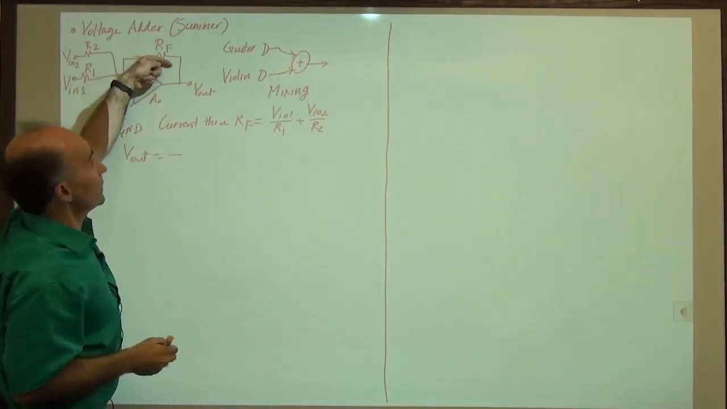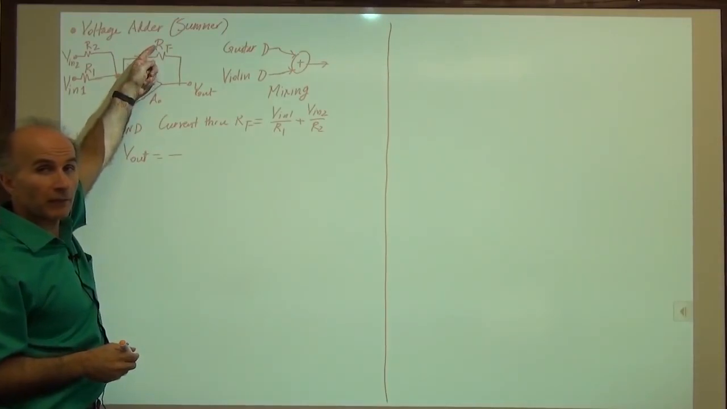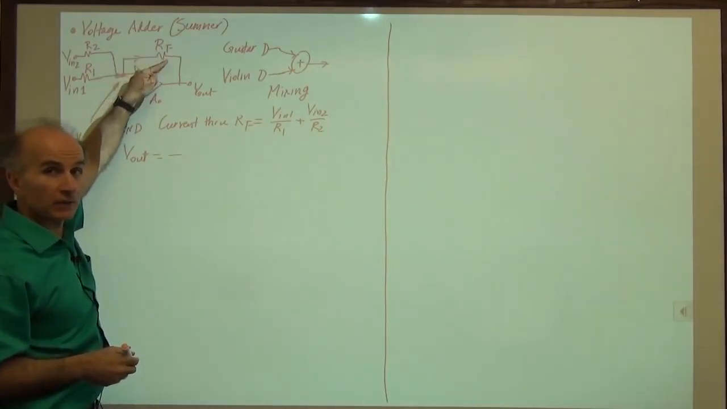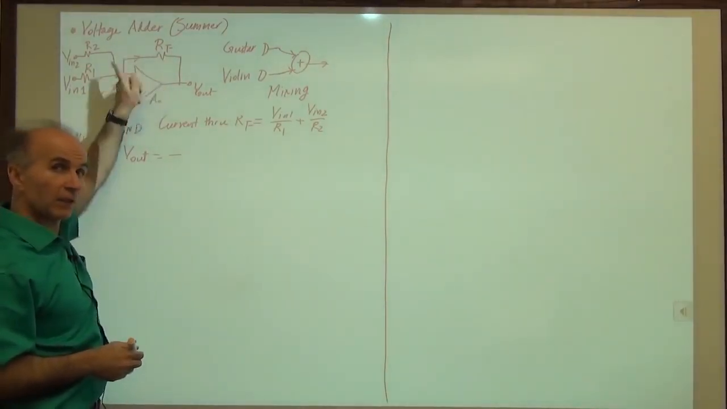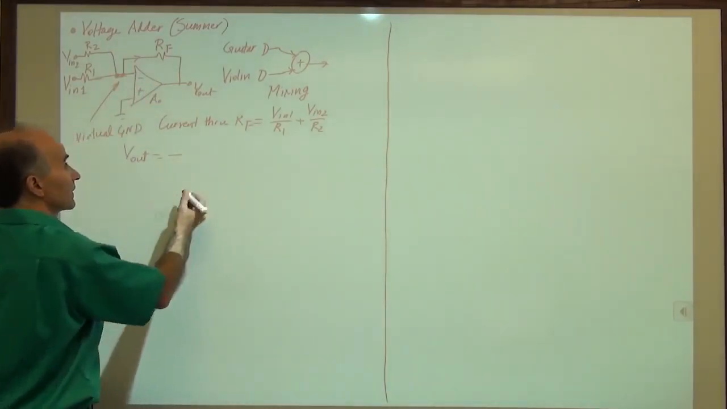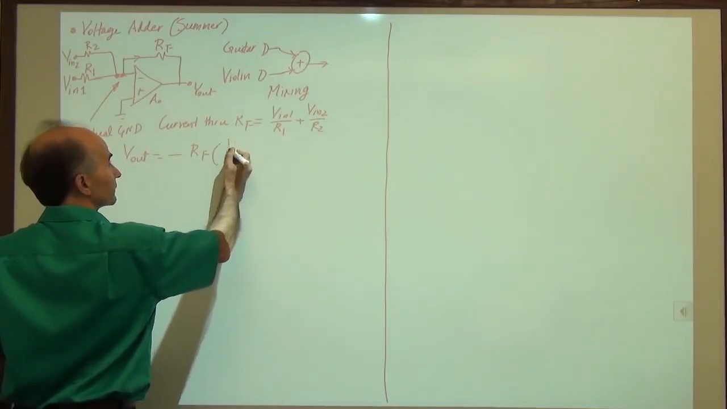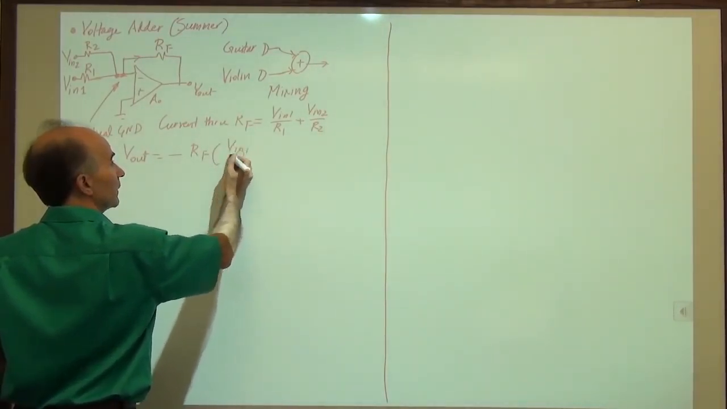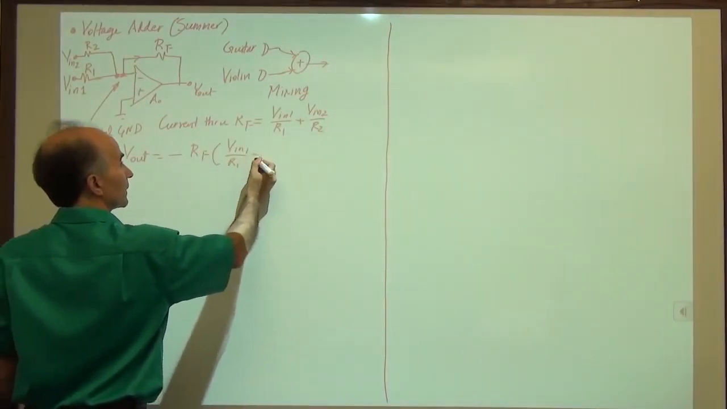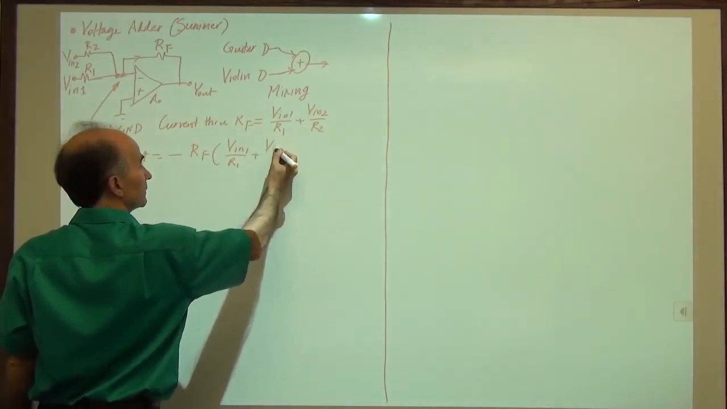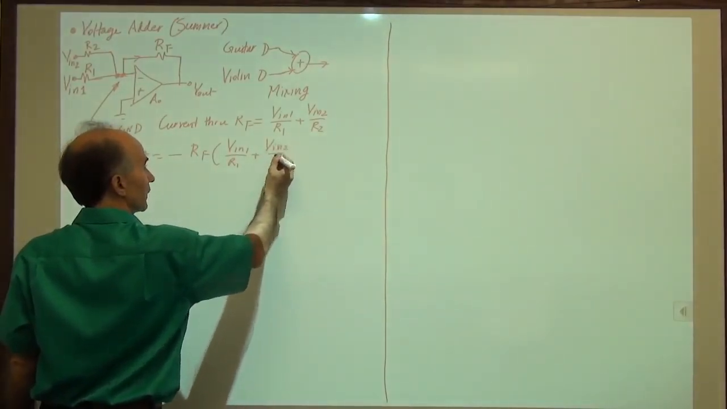You see, this current is flowing this way. If I multiply by RF, I get a voltage from here to here. But V out is from here to here. So that's why we have a negative sign. So minus RF times V in 1 over R1 plus V in 2 over R2.